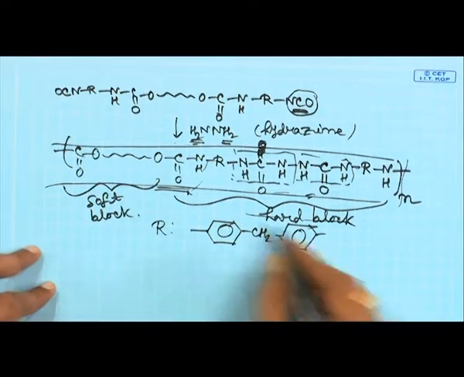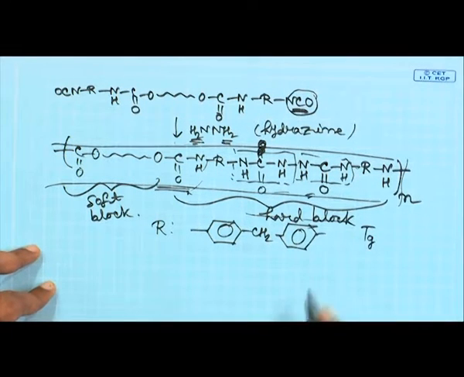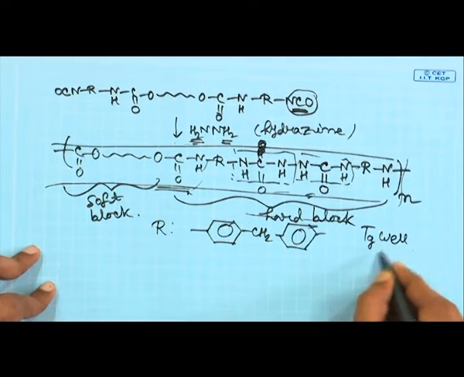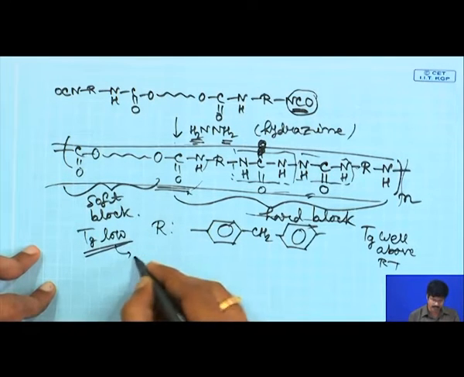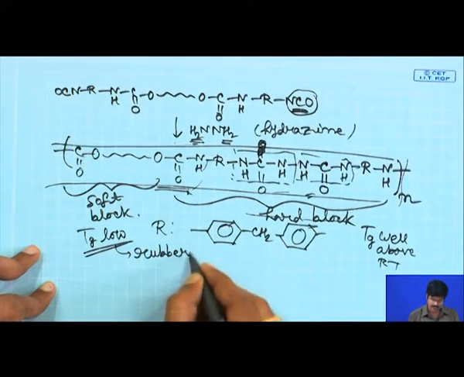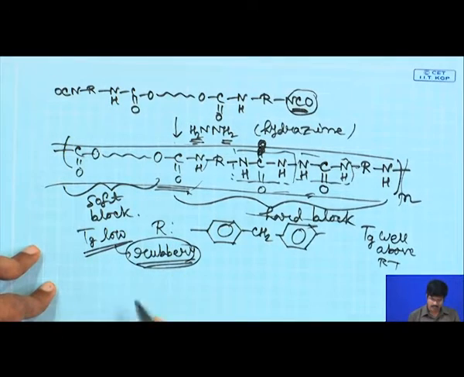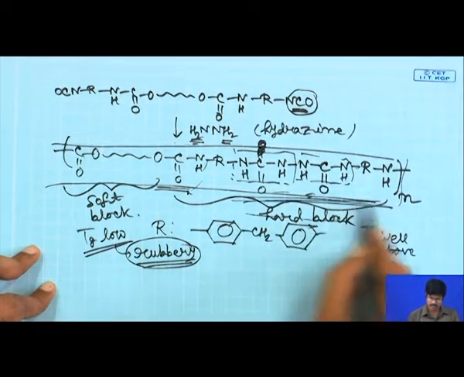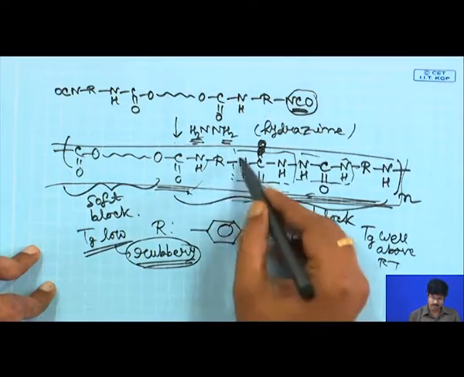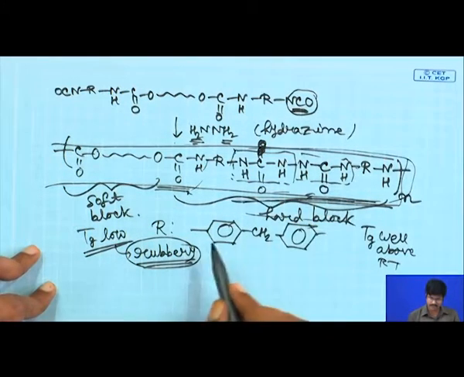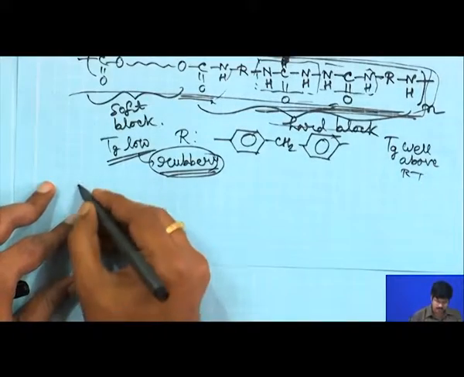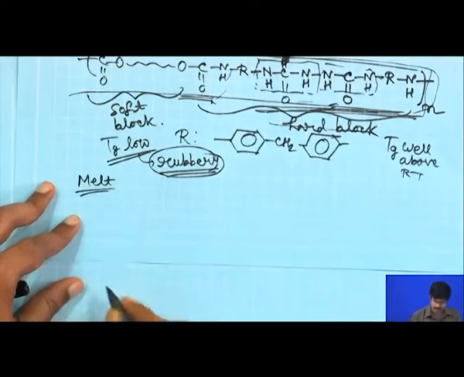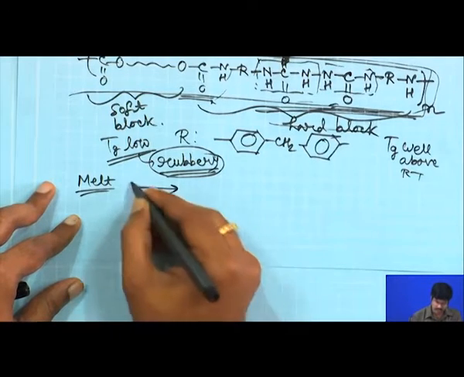So, for the hard block the Tg is well above room temperature. For the soft block the Tg will be low. So, this soft block will be rubbery in nature, and this hard block will provide the material with the strength. So, we will discuss it in more detail now. So, what you do, let us say you have a melt of this material and you cool this down.